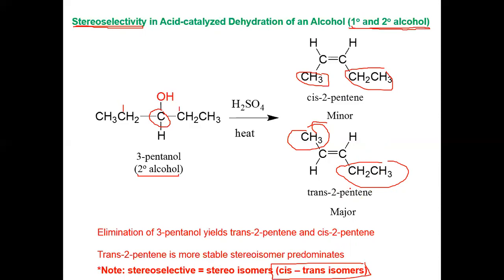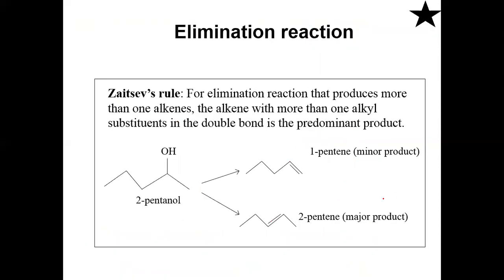Stereoisomer. Okay, dia cakap elimination of 3-pentanol ni 3-pentanol yields trans and cis 2-pentene. Trans 2-pentene is more stable. Isomer predominates. So a trans will be your major compound. Okay, this is the rule that governs this reaction. Saytzeff rule. Okay, for elimination reaction that produces more than one alkenes, the alkene with more than one alkyl substituents in the double bond is the predominant product.